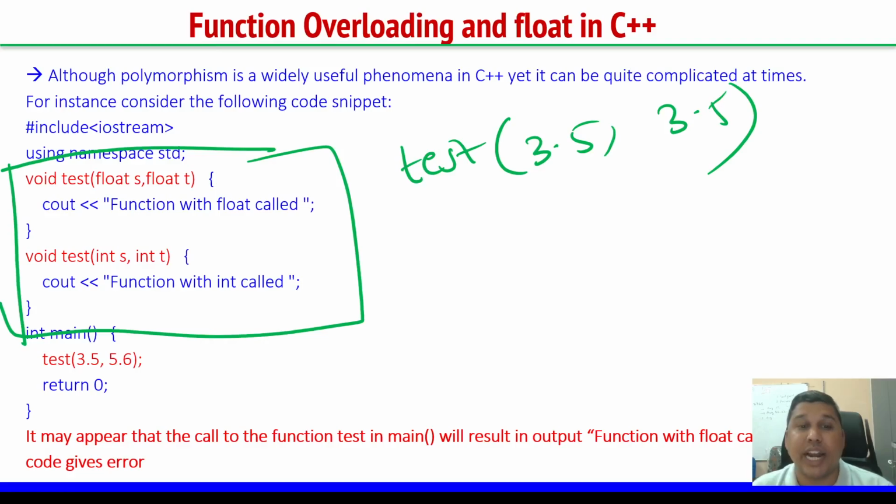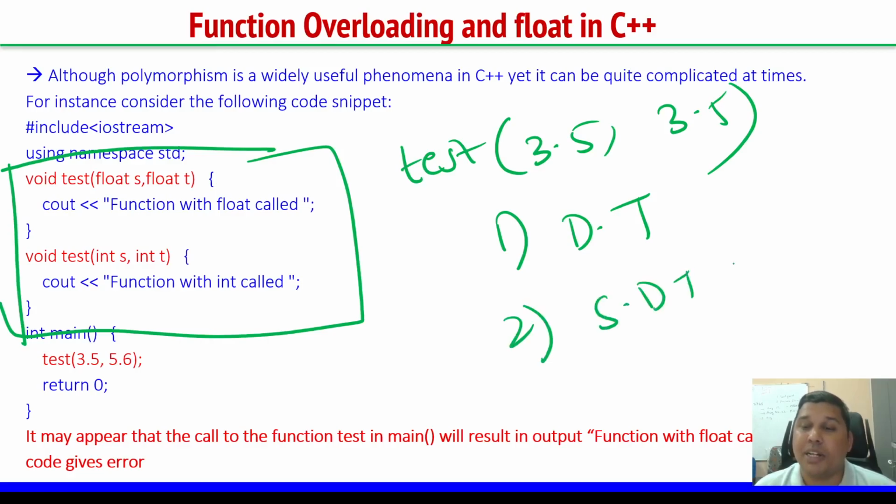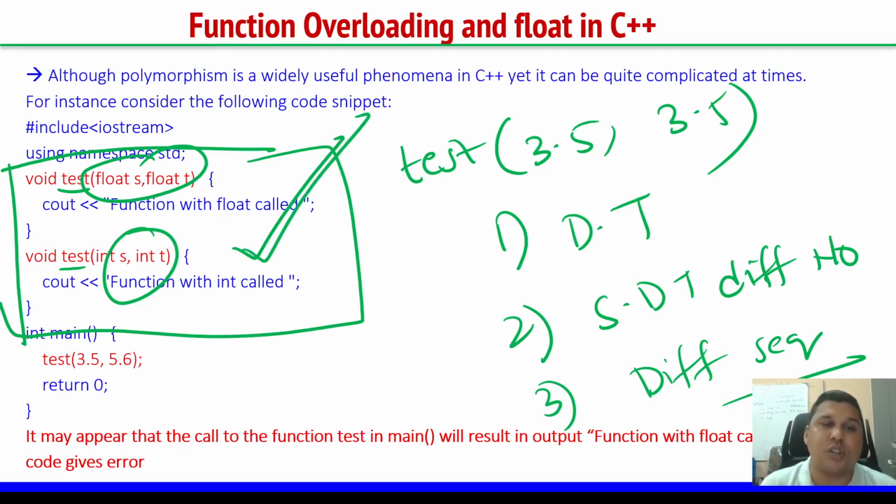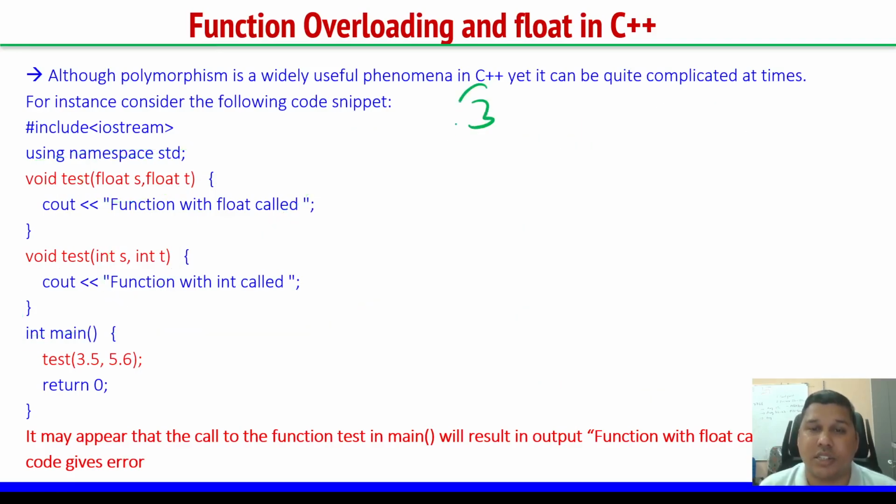What are our three conditions of function overloading? Condition 1, they can differ in data type. Condition 2, same data type but different number of arguments. Third, different sequence of arguments. So if you see here, test has the same name but the data types are different. Therefore this part is function overloading, because they are differing in data types.